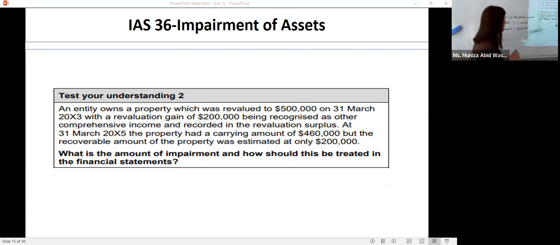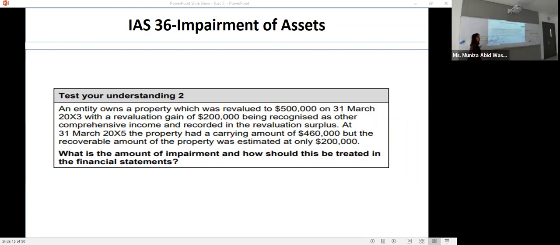So in the statement of other comprehensive income, we are going to debit at 31st March 2005. Now we are going to reverse this revaluation gain in the statement of other comprehensive income. We are going to write impairment in the statement of other comprehensive income. Impairment of how much? 200,000, up to the amount of the revaluation gain which has been recognized earlier.